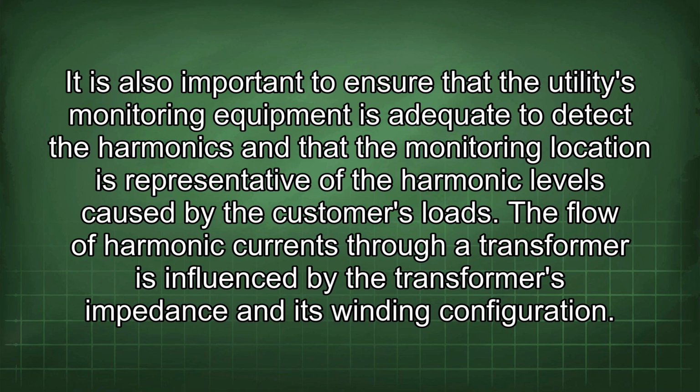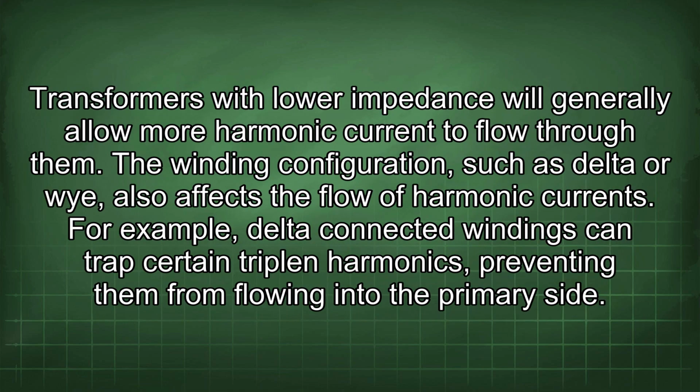The flow of harmonic currents through a transformer is influenced by the transformer's impedance and its winding configuration. Transformers with lower impedance will generally allow more harmonic current to flow through them. The winding configuration, such as delta or Y, also affects the flow of harmonic currents. For example, delta-connected windings can trap certain tripling harmonics, preventing them from flowing into the primary side.